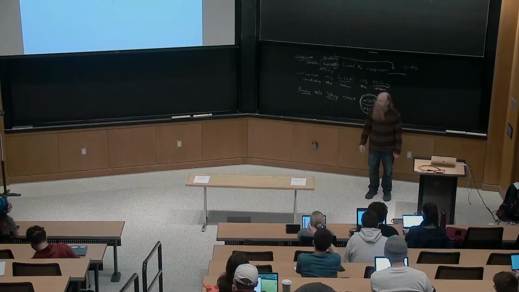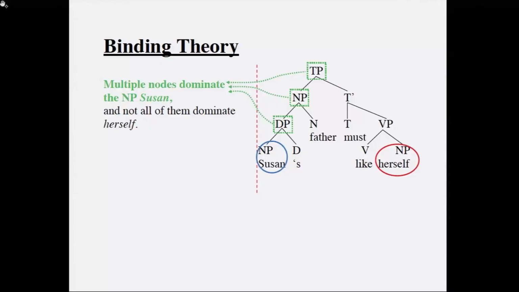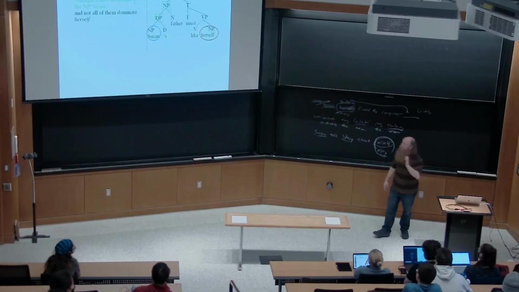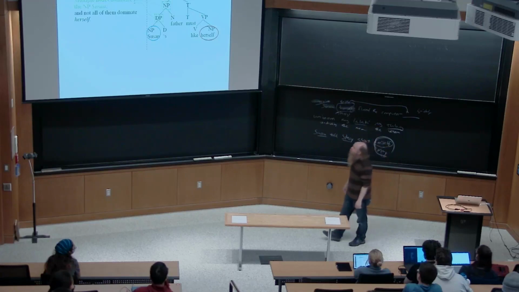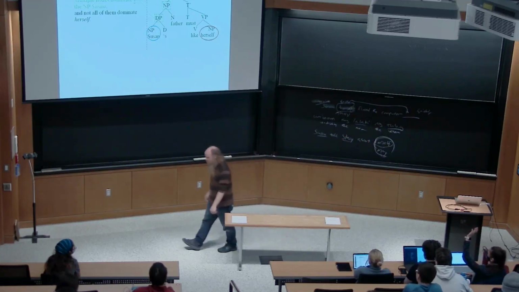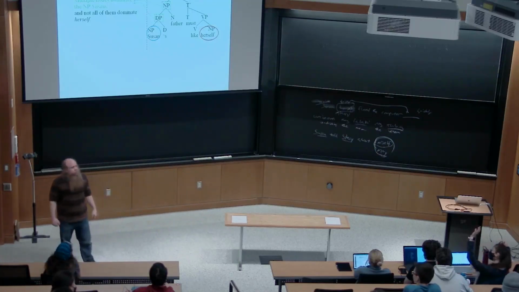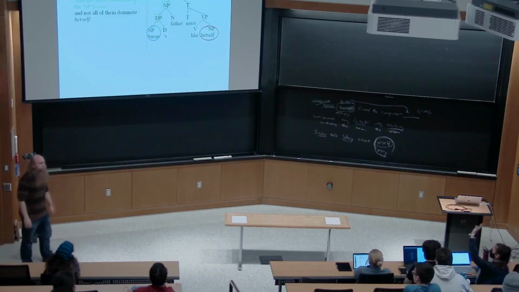Yes? So to clarify, the reason that this tree is not valid is that "herself" is looking for something to bind to. Yeah. And so it needs an entity to bind to. And it finds two entities. It finds Susan and it finds Susan's father. And it can't bind to Susan because of the C-command constraint. It can't bind to Susan's father because it's the wrong gender. Right. Yep. He himself. Yep, yeah, that's it exactly.